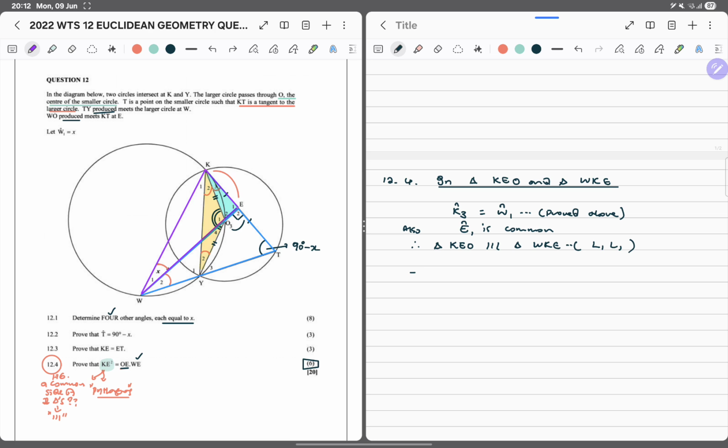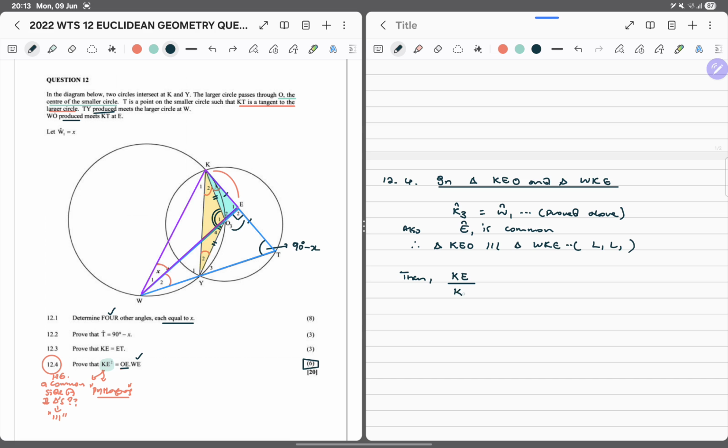We can say this implies, or perhaps we can say then, just to keep the argument going, then we know that KE over... now remember the ratio is always made by the sides opposite the equal angles in the two triangles. So KE in the small one is opposite O2. O2 will correspond with K1 plus K2, and that is divided by WE.